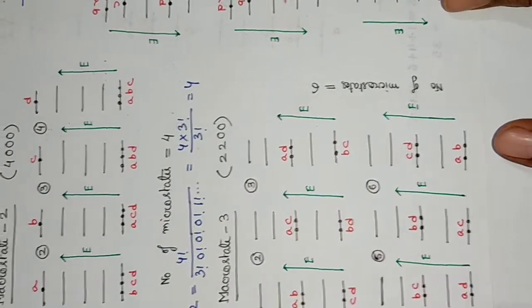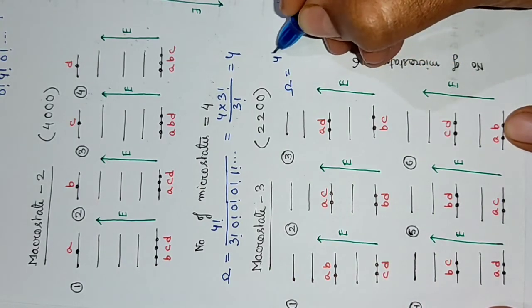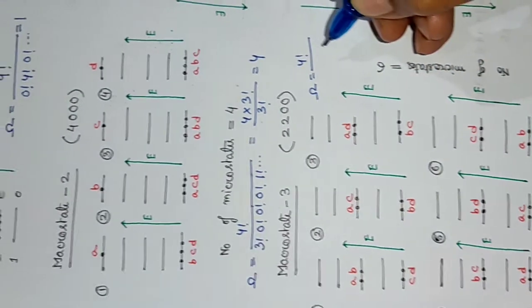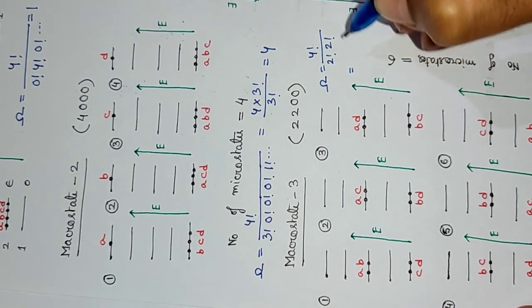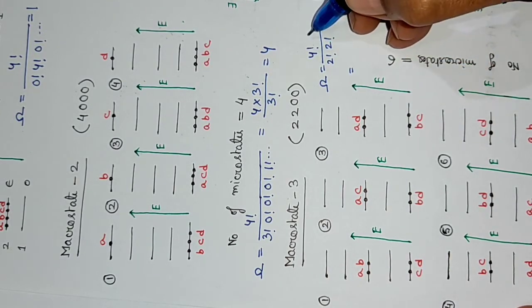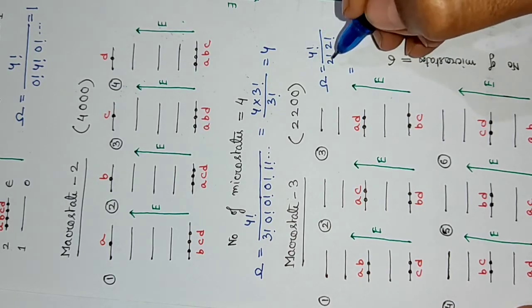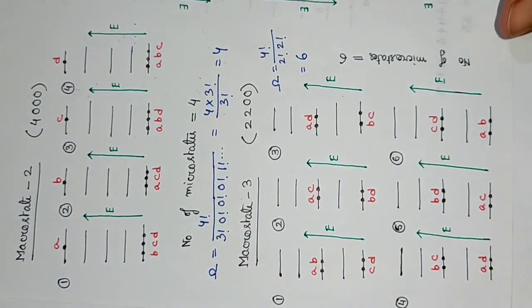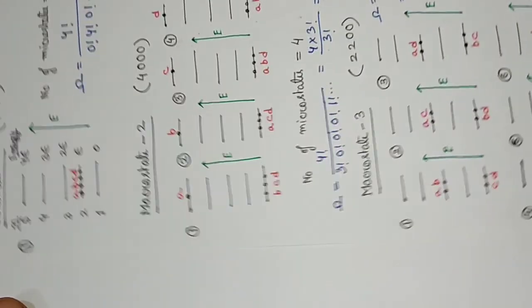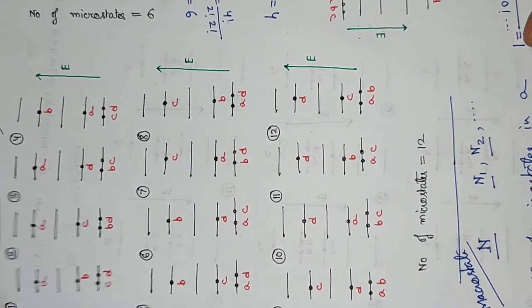If we try to calculate for macrostate 3, it will be 4 factorial by 2 factorial, 2 factorial. So 4 into 3 into 2 factorial, 2 factorial will cancel out. It will be 4 into 3 equals 12, 12 by 2 equals 6. You see, the number of microstates equals 6. So it is matching.